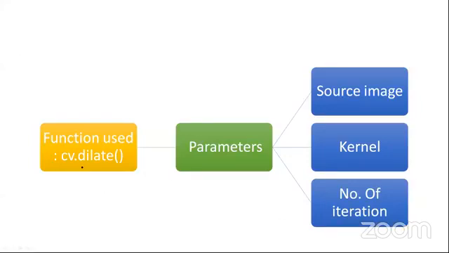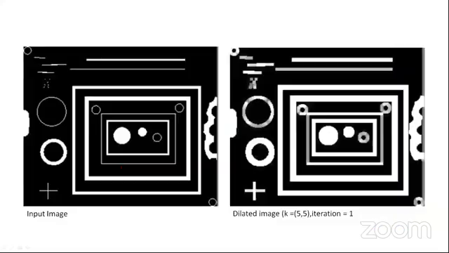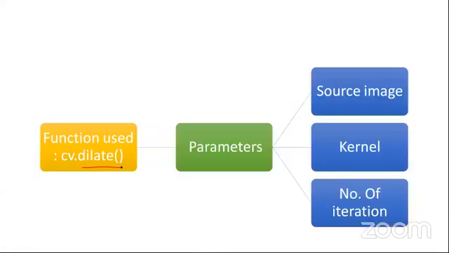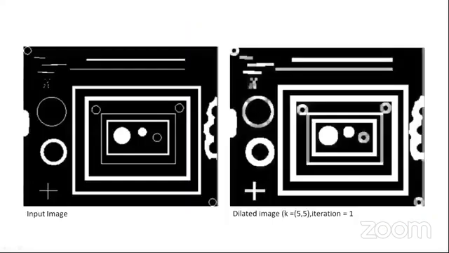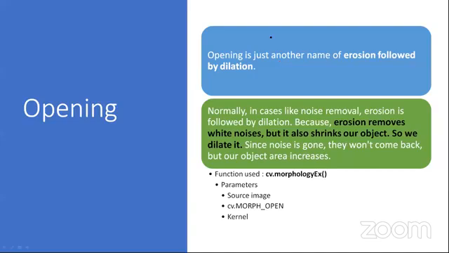So the function which we will use is dilate, and we will dilate the image. The kernel will be the same, but the thing is, if any pixel value under the kernel is 1, then it is considered as 1, otherwise it is considered as 0. So that's the same thing.